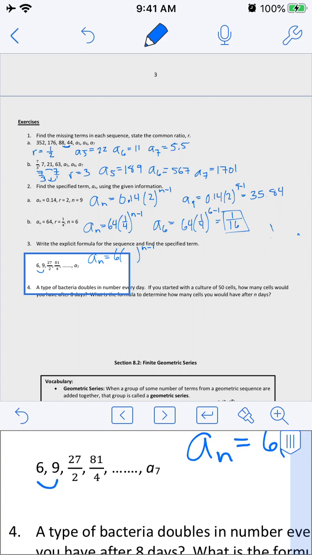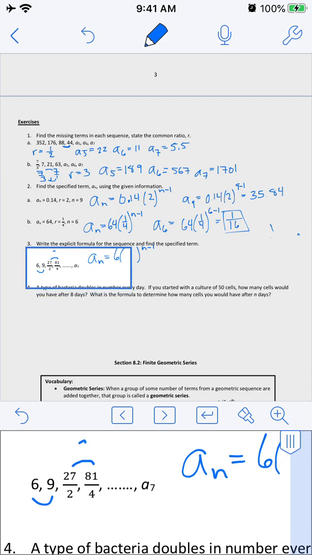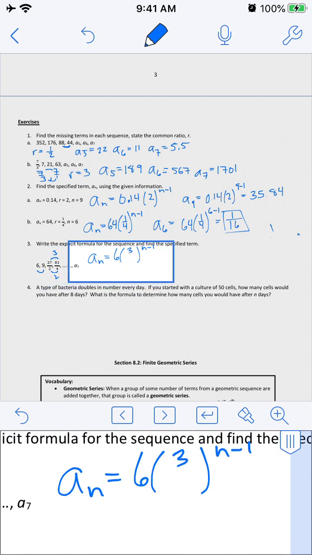Let's look over here. Let's look at the fractions. From here to here, multiply by 3. Right? From here to here, we multiply by 3. From here to here, we multiply by 2. So maybe 3 halves is our ratio. Let's try it from 6 to 9. 6 times 3 over 2 is actually 9. So then we get 3 over 2 as our ratio.